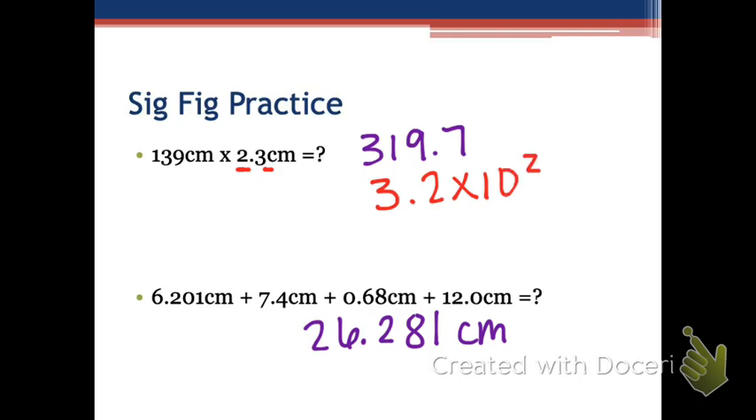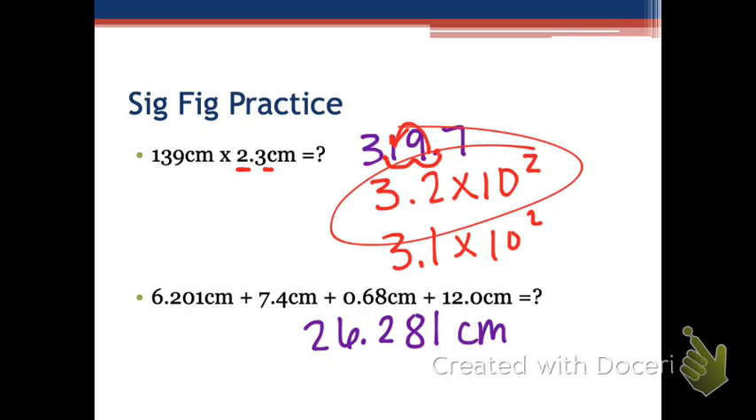Good. 3.2 times 10 to the second. Here's where we need our decimal place to be. Here's where it is. So that's 1, 2 places. Why couldn't I leave it like this? 3.1 times 10 to the second. My 9 needs to round that up. That is really important. So if you got that the first time, raise your hand. Wow. Color me impressed.